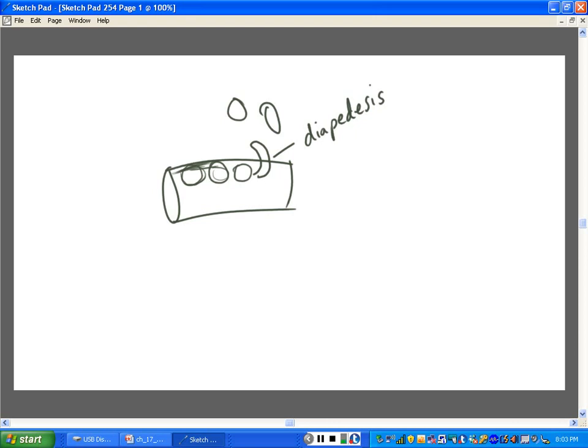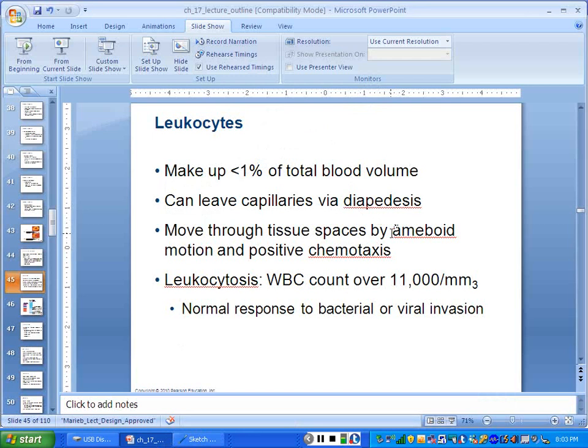Once it's out here, it moves like an amoeba. You know what an amoeba is? It's a unicellular organism, kind of like a blob. So there you can see, we say that its motion is called amoeboid motion.